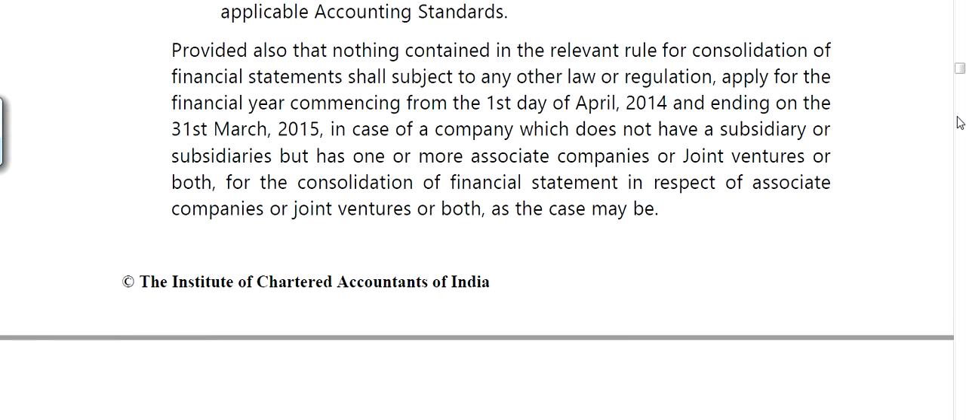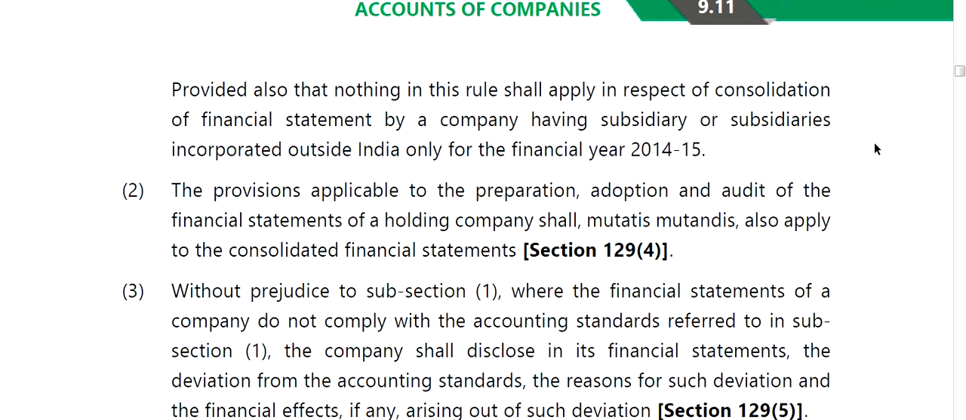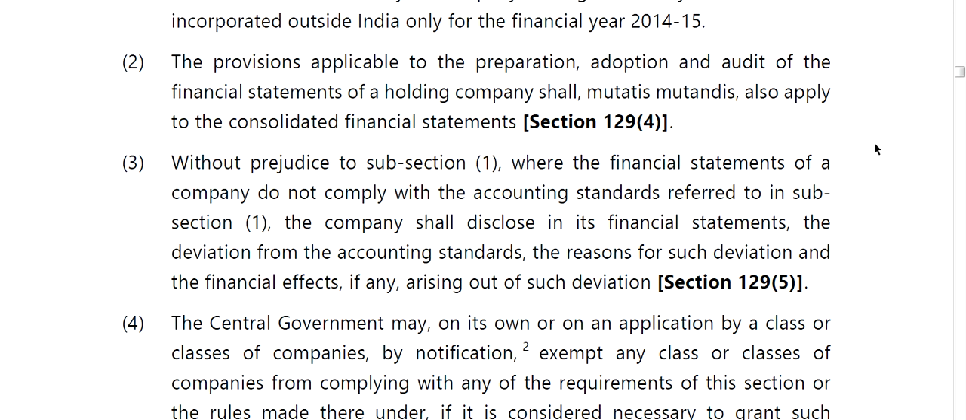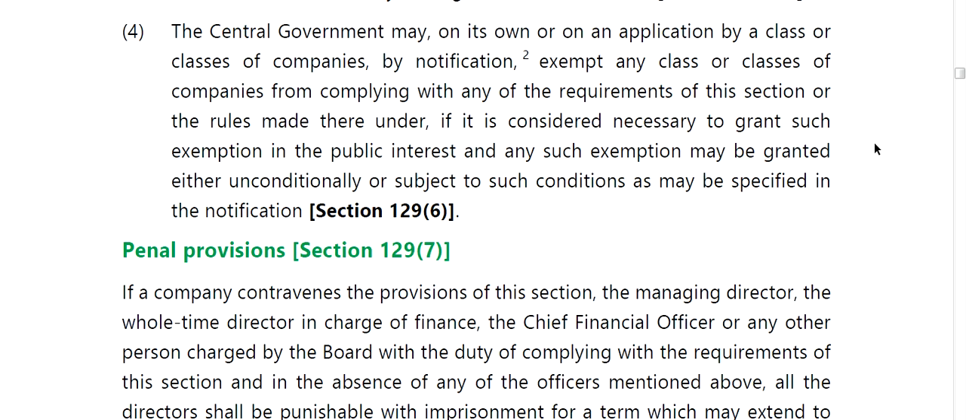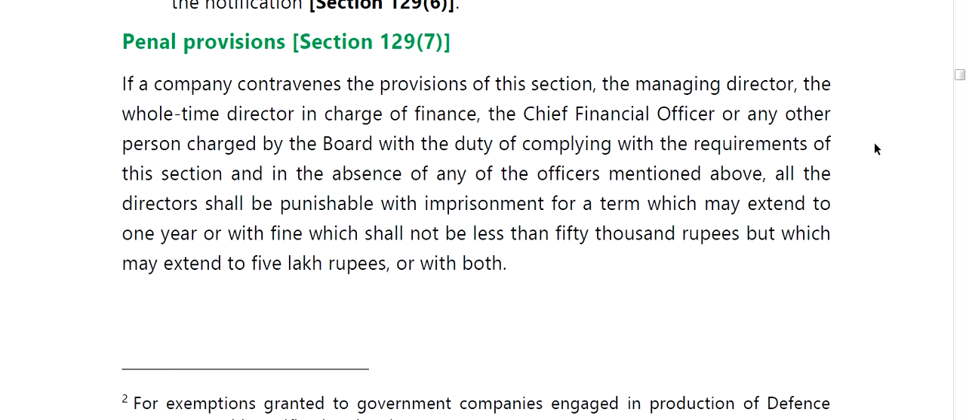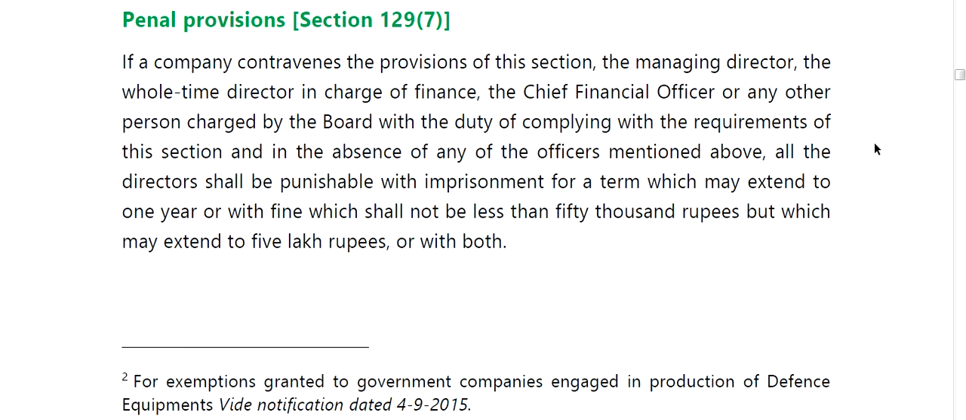Provided also that nothing contained in the relevant rule for consolidation of financial statements shall, subject to any other law or regulation, apply for the financial year commencing from 1st April 2014 and ending on 31st March 2015, in case of a company which does not have a subsidiary or subsidiaries but has one or more associate companies or joint ventures or both, for the consolidation of financial statements in respect of associate companies or joint ventures or both, as the case may be. From the point of view of public interest also, the Central Government can give a notification for the exemption from preparing CFS.